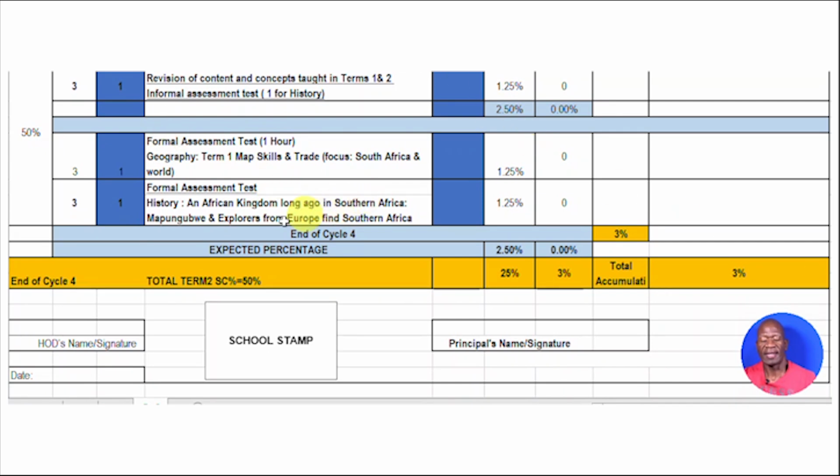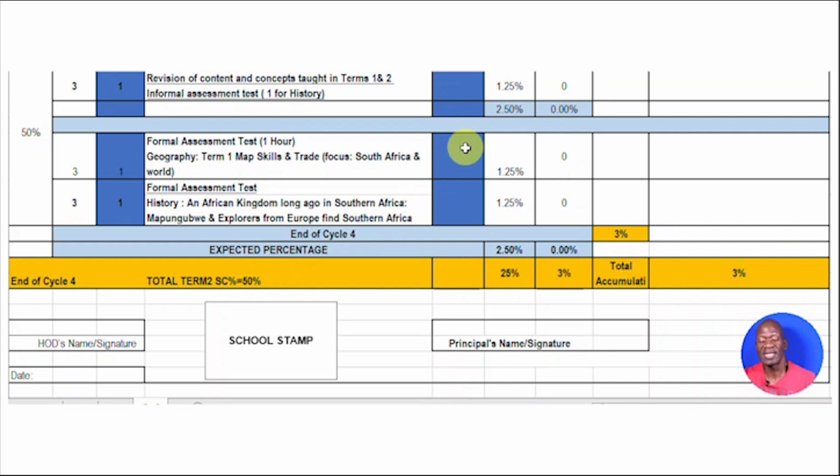End of term 2, it will be the end of cycle 4. Remember we've got 8 cycles in the academic year. End of term 2 will be signaling the end of cycle 4. So the expectation is that at the end of term 2, the syllabi coverage percentage is supposed to be at 50%. Remember the first term, it was 25. It's accumulative. So end of term 2, it's supposed to be at 50%.